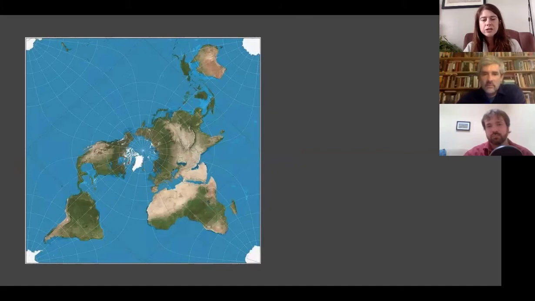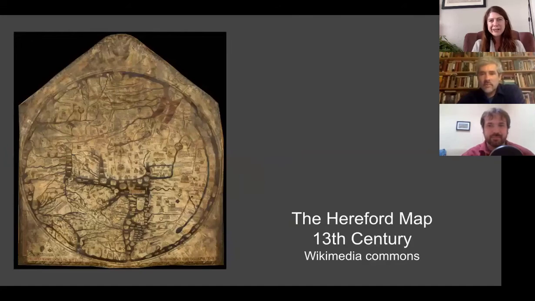So if you see Asia at the top there, if you focus on this little bit in the center, right here, you can actually understand the layout of the continents on the Mappa Mundi. Okay, so here we have the Hereford map. The Hereford map is the most famous of the Mappa Mundi that survive.